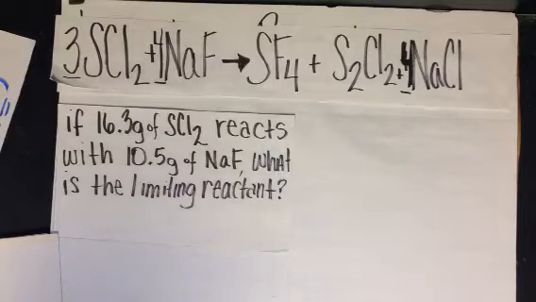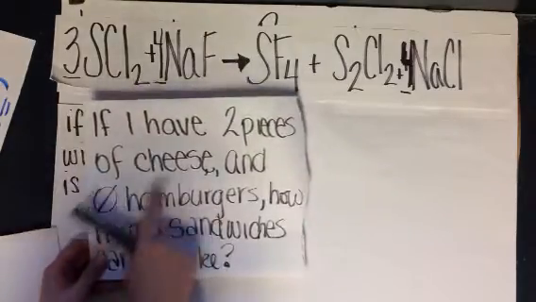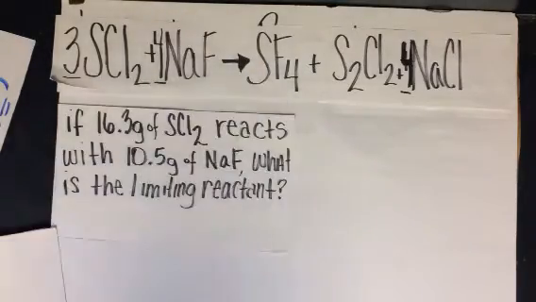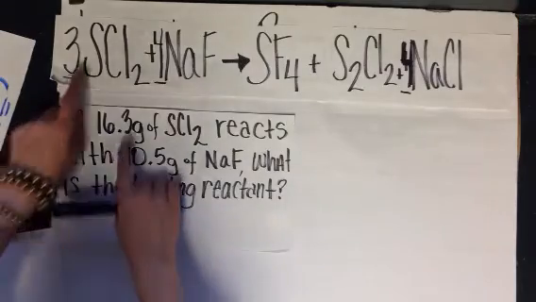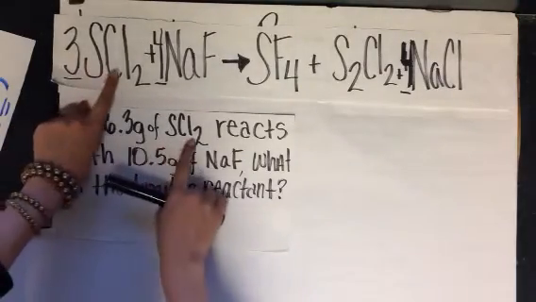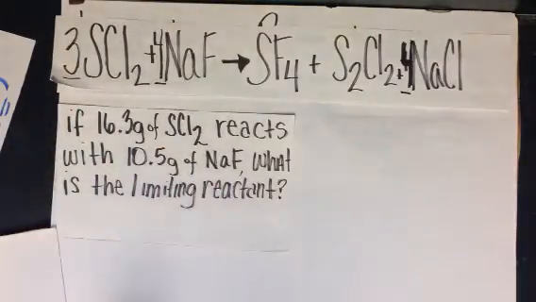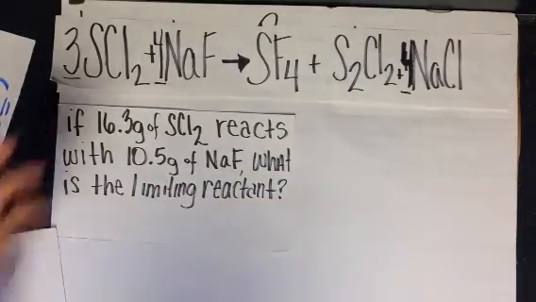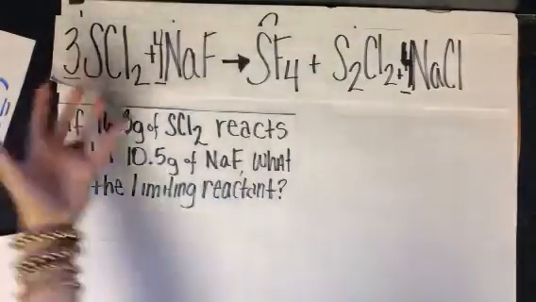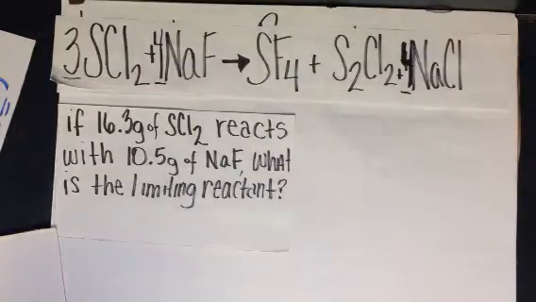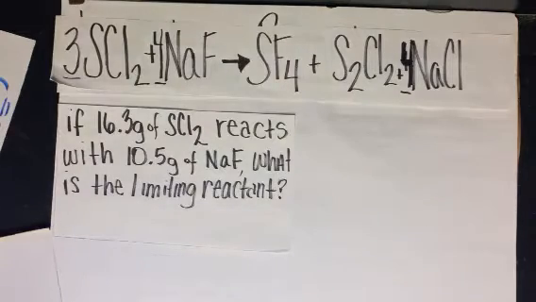And here's our question. Okay, so instead of talking about 2 pieces of cheese and so many hamburgers, we're going to be talking about 16.3 grams of SCl2 and 10.5 grams of NaF. So I'm telling you how many of these reactants we're starting off with. And now the question is, which of these 2 is going to limit me from making a product? What is the reactant that limits me from making my product?